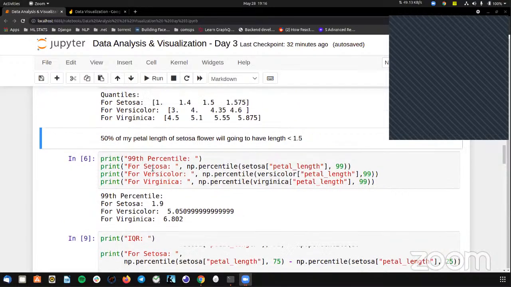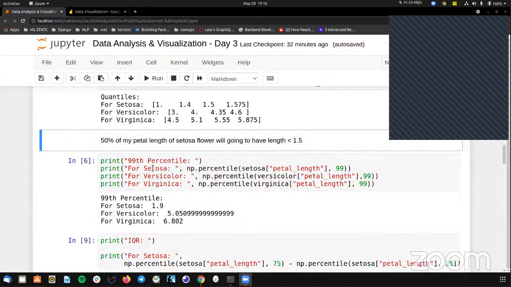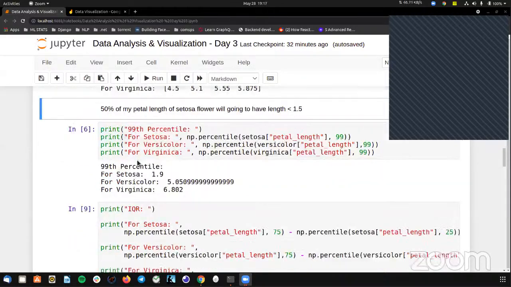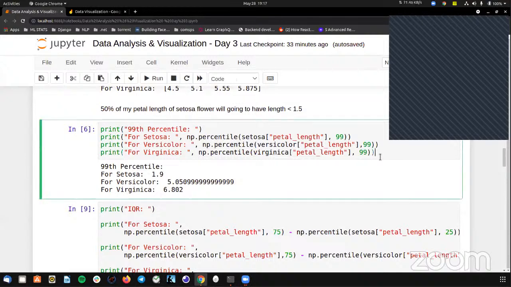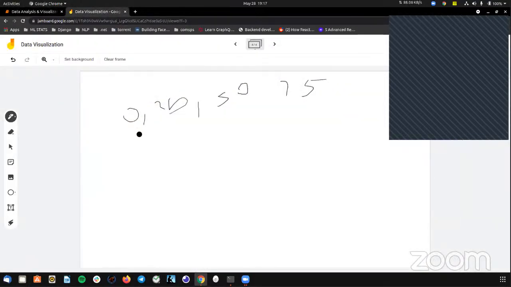Now let's just say the 99 percentile. Why am I inclined towards the 99 percentile? Let's take an example. It is totally unrelated to iris setosa, iris versicolor, and iris virginica, but it will give you a good amount of intuition for how powerful percentiles and quantiles are.